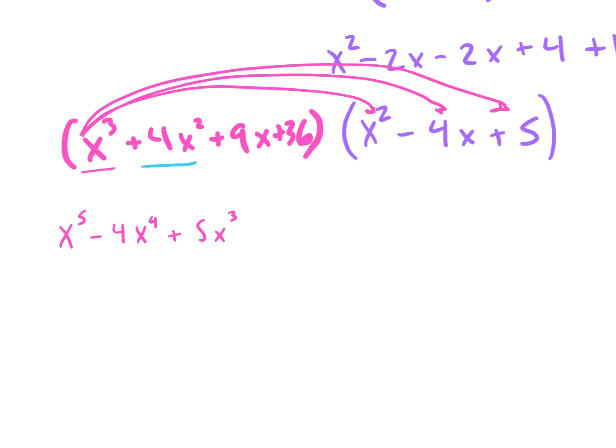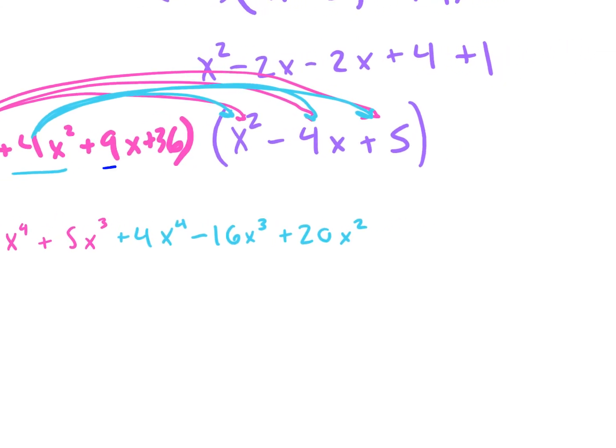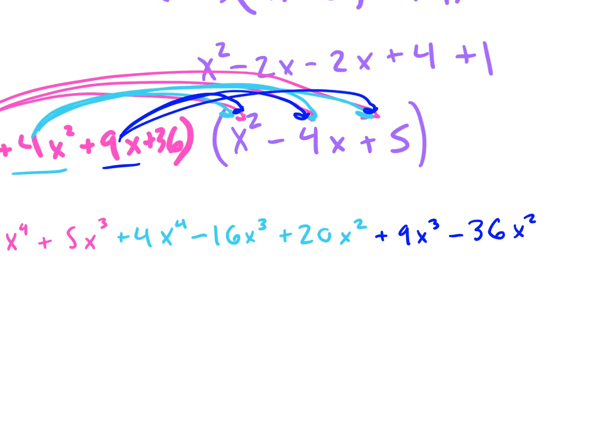Now let's move on to 4x squared. 4x squared times x squared would be 4x to the fourth power. 4x squared times negative 4x is negative 16x to the third power. 4x squared times 5 would be plus 20x squared. Now let's move on to 9x. 9x times x squared would be plus 9x cubed. 9x times negative 4x would be negative 36x squared. 9x times 5 is plus 45x.